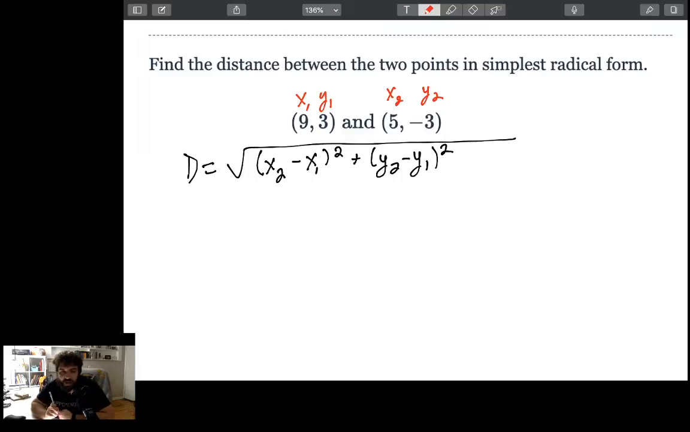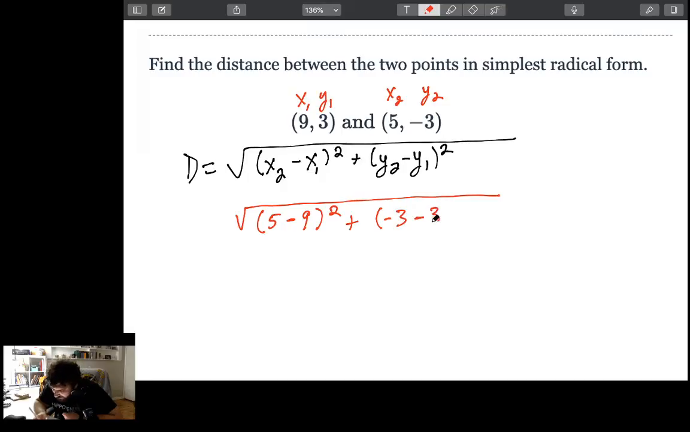You should be doing all of these problems with paper and pencil, I would hope, because they all involve calculation. None of them can be done straight on the screen, and none of them can just be done directly in a calculator. I need to look at plugging stuff in. So my x2 I've got as 5, so this is 5 minus 9 squared plus negative 3 minus 3 squared.